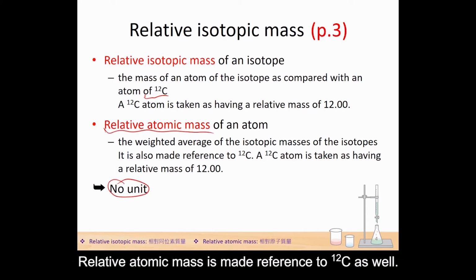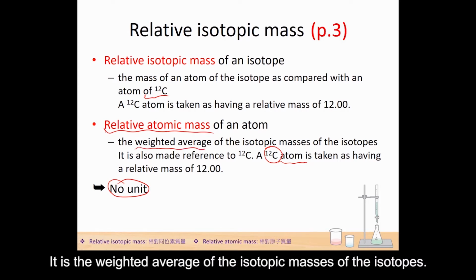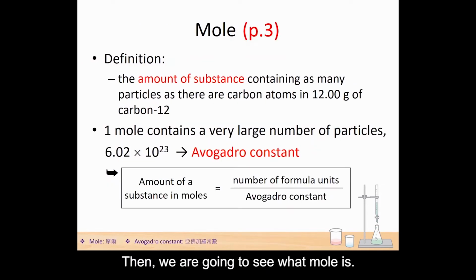Relative atomic mass is made reference to carbon-12 as well. It represents a number when carbon-12 is equal to 12.00. It is the weighted average of the isotopic masses of all the isotopes. To be repeated, both terms do not contain a unit. Then, we're going to see what mole is. Mole is the amount of substance.